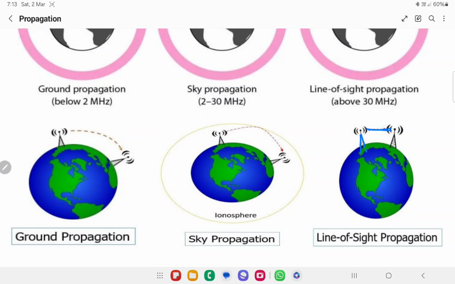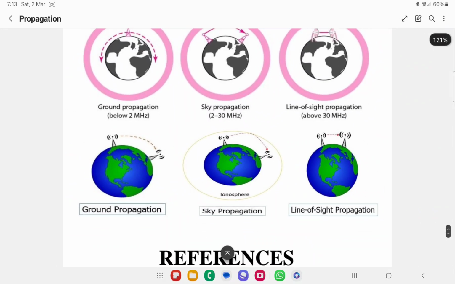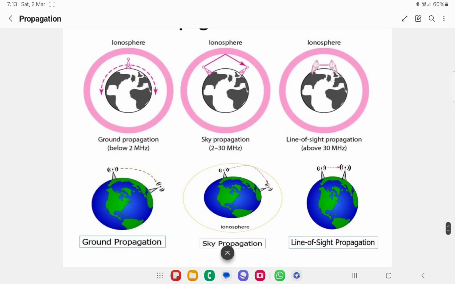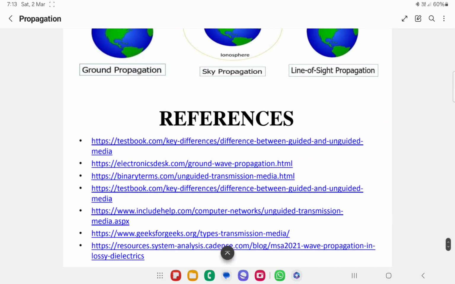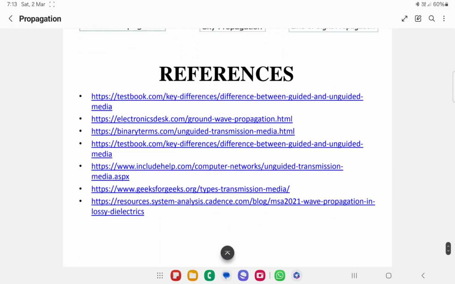This is all about the different types of propagation which we use in unguided transmission media. Here are some references I have taken for the pictures and the theory which I collected and the ideas I got.